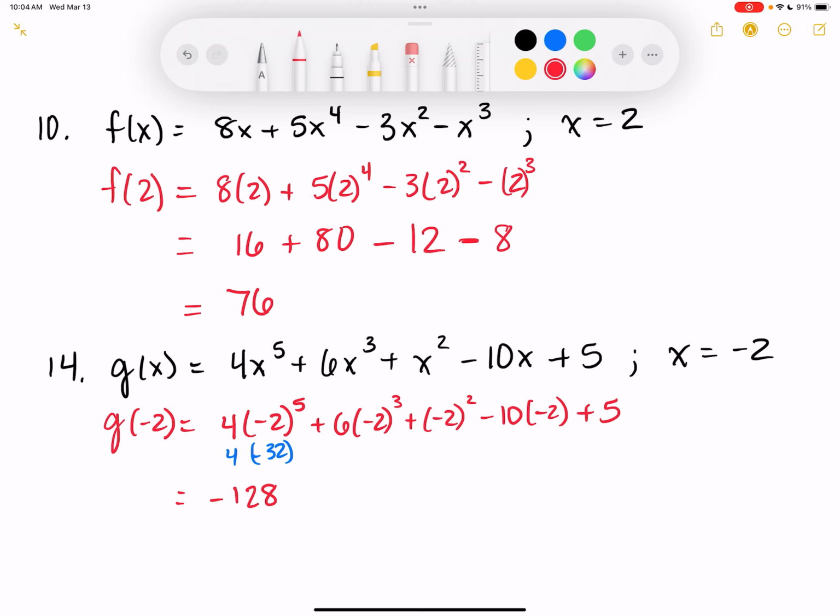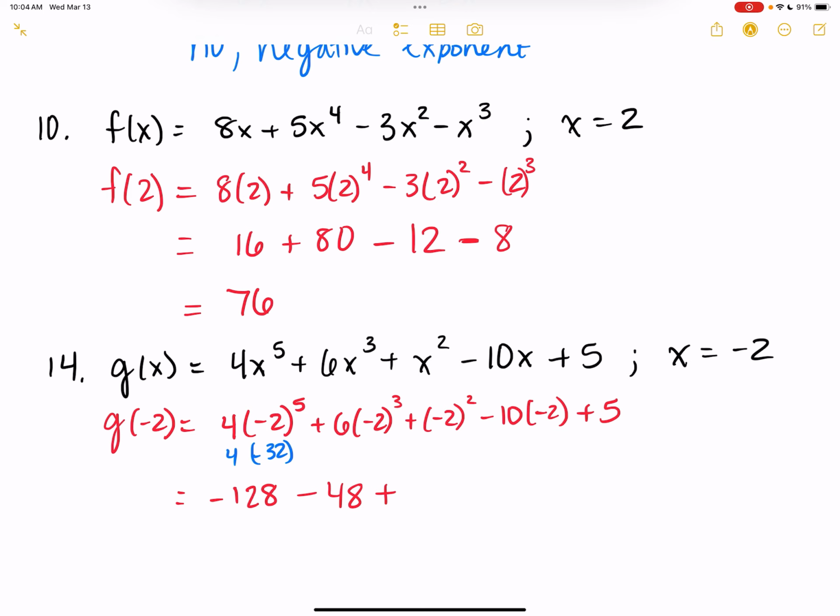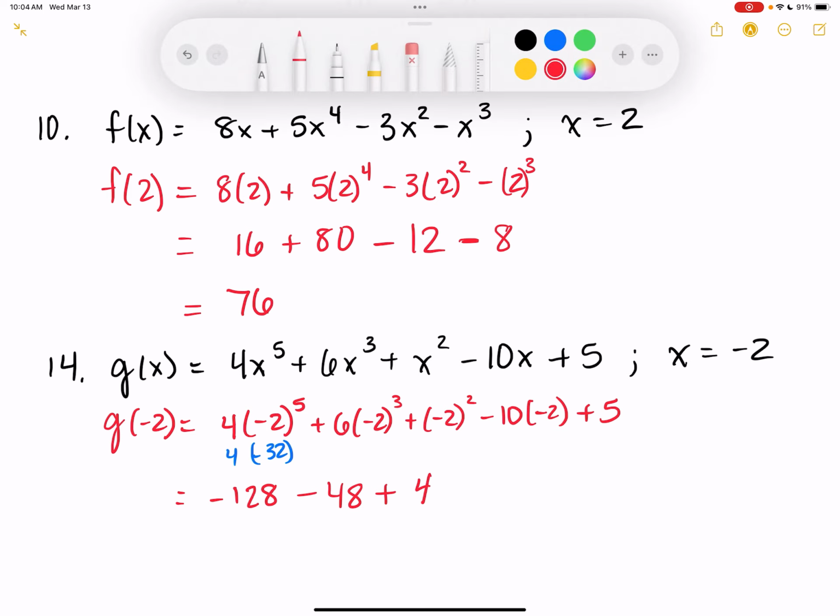Negative 8 times 6 is, plus negative 2 squared. And then negative 10 times negative 2 plus 20 plus 5.